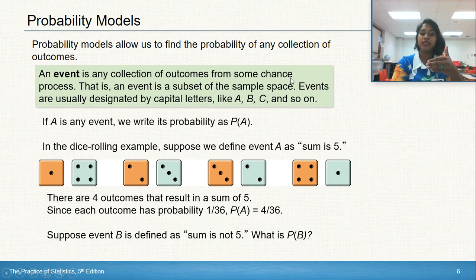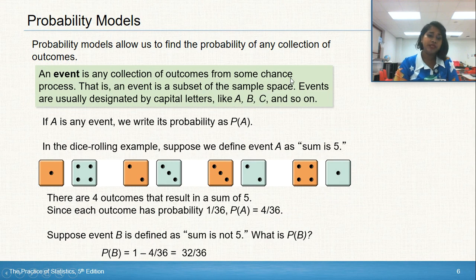But what would be the sum is not 5? And if you just said, okay, well, what's 36 minus 4? You're on the right path. It would be 32 over 36. But the reality of it is you can also do 1 minus 4 over 36, and that is another definition, and that would be our addition rule. It's called the complement rule, and that's where you take 1 minus the probability of the event that you're not supposed to be associating with. And so that's where that 36 minus 4 technically comes from, because when you subtract fractions, 1 minus 4 over 36 becomes 36 over 36 minus 4 over 36. So that's where the math comes from behind that.